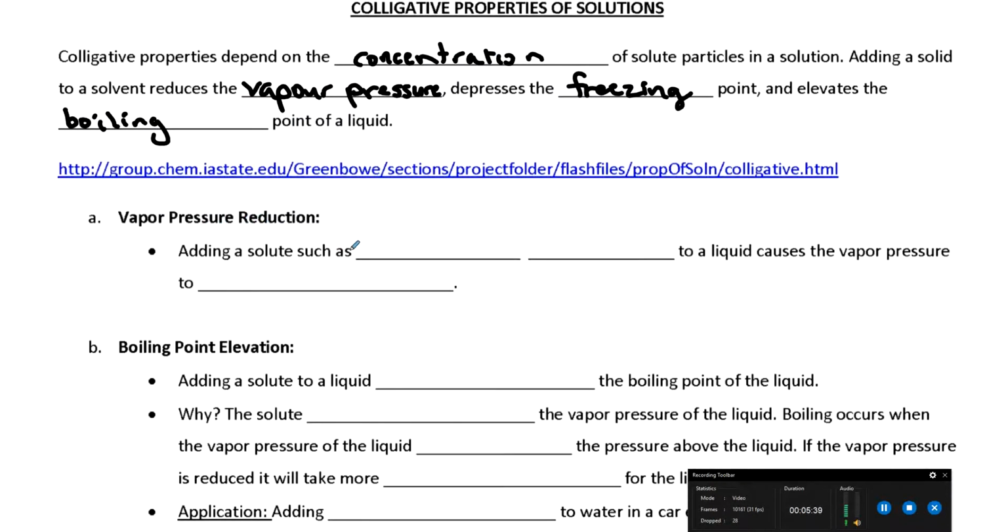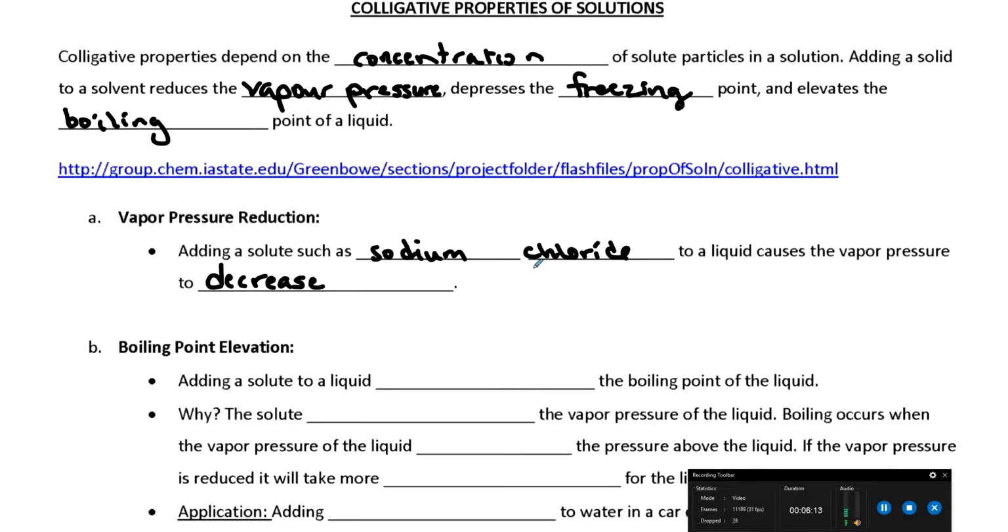So vapor pressure reduction. Adding a solute, such as sodium chloride, salt, to a liquid causes the vapor pressure to decrease. So what is vapor pressure and why does it decrease when you add something like salt?